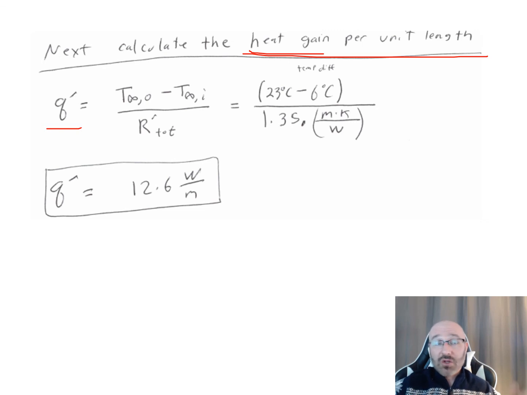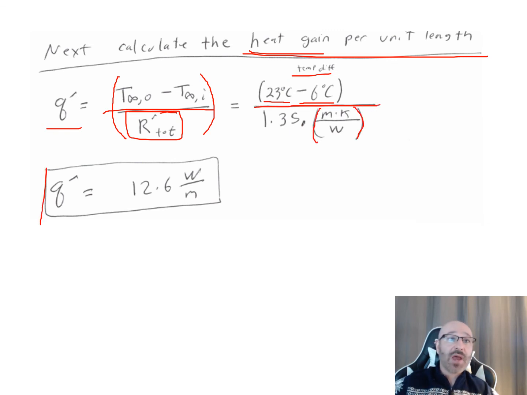So we've already taken a look at our general equation, our governing equation for Q prime. This is going to be T infinity outer minus T infinity inner, the temperature of our outside fluid, which is air, minus the temperature of our inside fluid, that cooling pharmaceutical, divided by R prime total, which we've just solved for and can plug in directly. We know these values. It's a temperature difference, so I can leave it in Celsius, but if you're not sure, convert to Kelvin. So we do this here: 23 degrees Celsius minus 6 degrees Celsius, all over 1.35 in units of meters times Kelvin per watt.